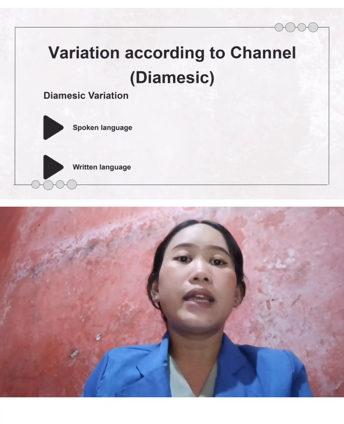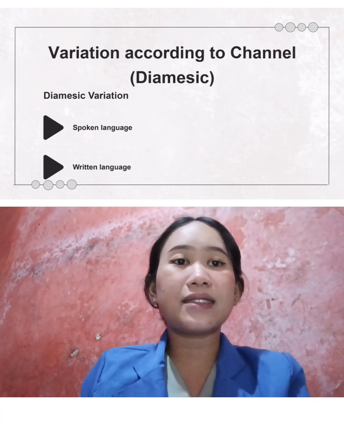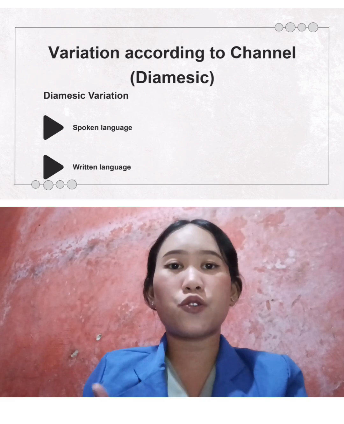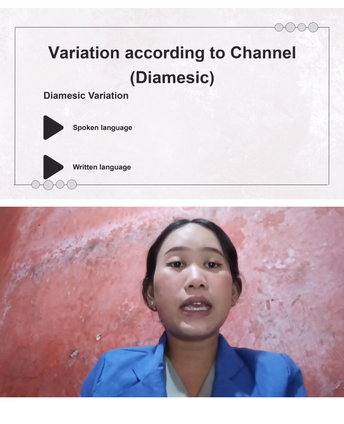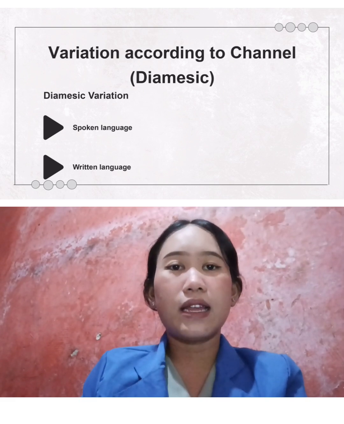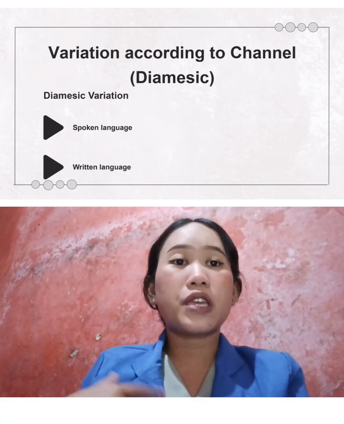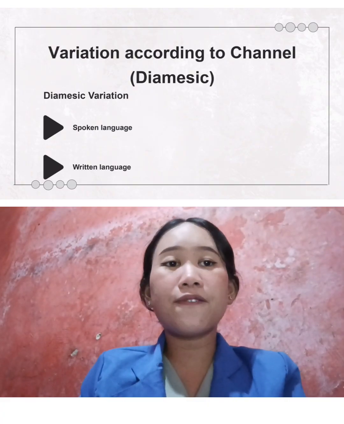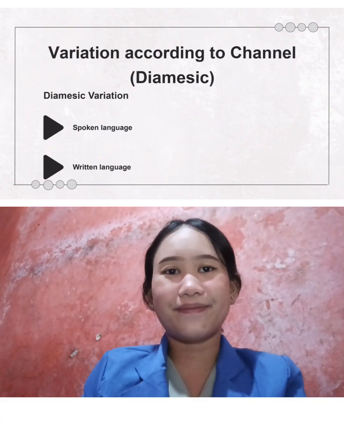According to Gadet, this distinction is not only technical but also conceptual. It affects how meaning is organized and delivered. This shows that the communication channel strongly influences language form.